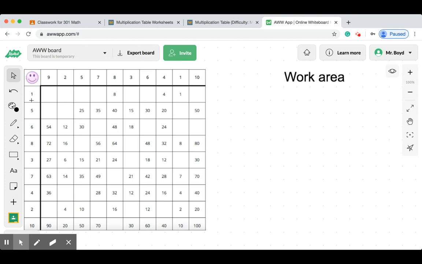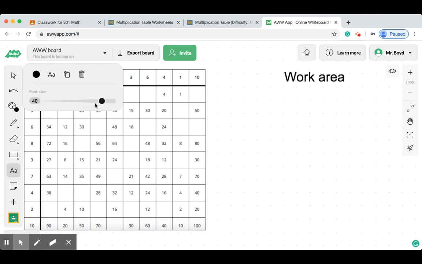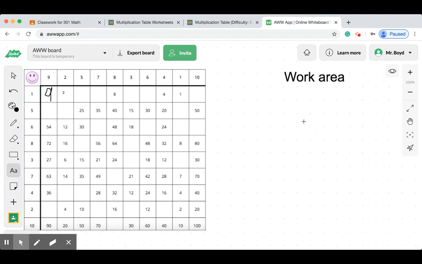Now, if we look over here, we will see we have 1 and 9. So in here, we can either write using our pencil the number 9, or if I wanted to, I'll go over to this one because I know 1 times 2 is 2. Let me change the font size, it got a little bit big. I can click here and I can type in 2. So there's 2 ways to fill in our answers.